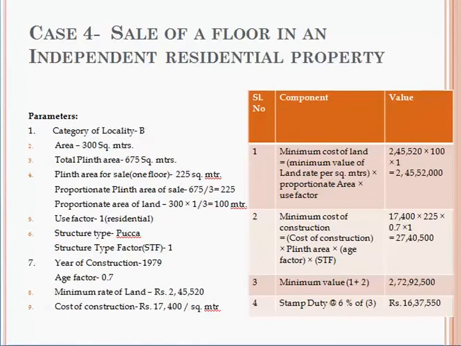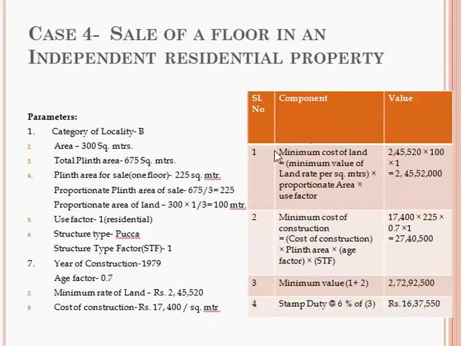In case 4, we will discuss the calculation for builder floors. Again, there are certain parameters like category of locality, the total area of land, total plinth area of sale for one floor. In this case, we are assuming that there are 3 units in one particular piece of land. So we have to proportionate the plinth area of sale, and we also have to proportionate the area of land. Again, use factor, structure type, year of construction, age of construction, minimum rate of land, and cost of construction.